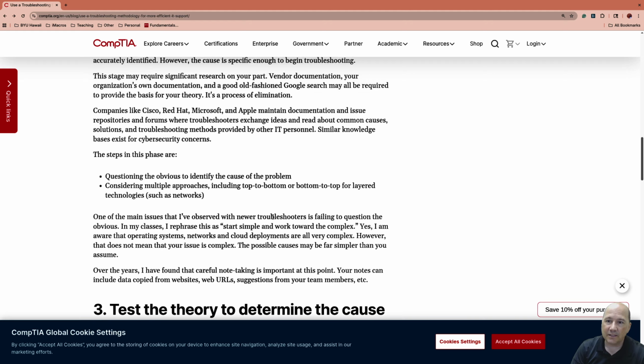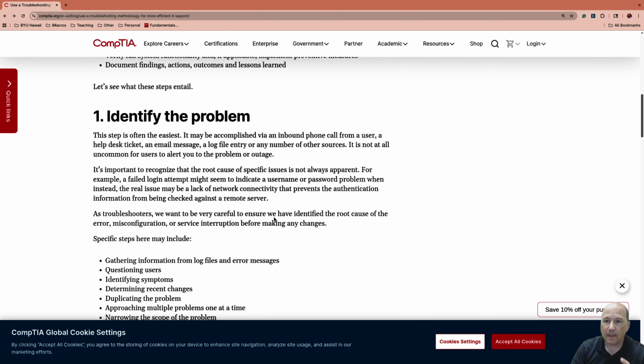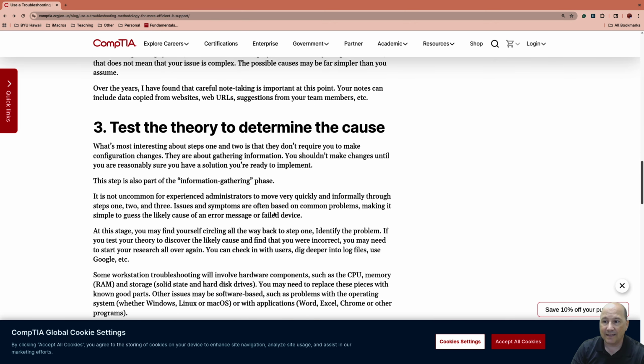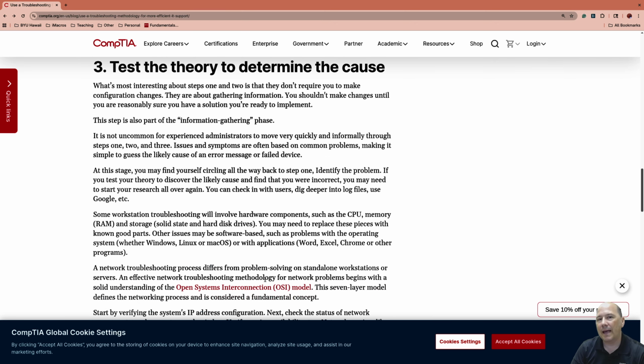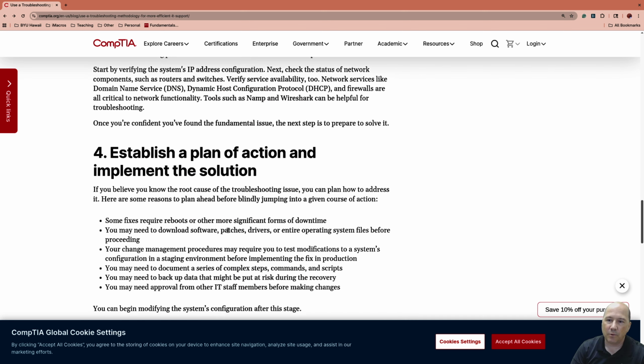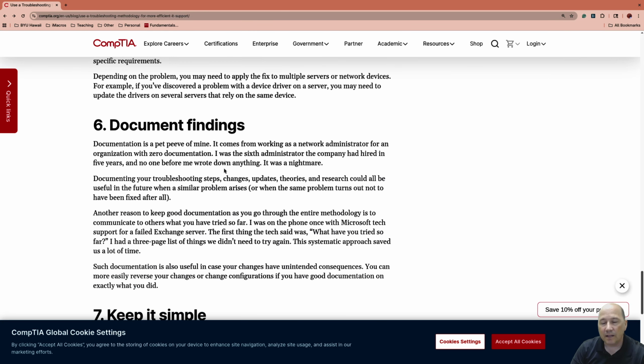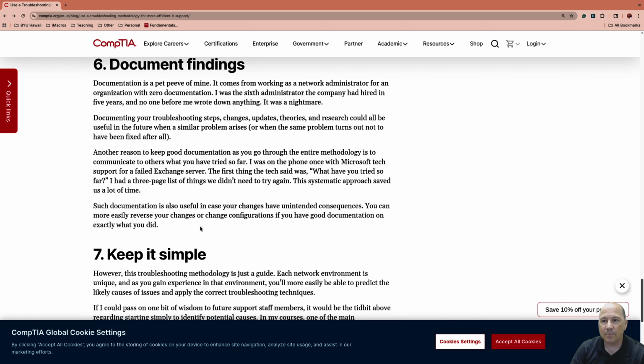But the cool thing is as you go through these first 3 steps, trying to identify the problem, establish the theory of a probable cause, and test the theory, it's amazing how much you're learning. This done right is some of the best learning you can do. And then, as we jump forward and we start to fix it, the documenting of the findings and keeping things simple is some of the best things you can do to solidify that learning and keep it.